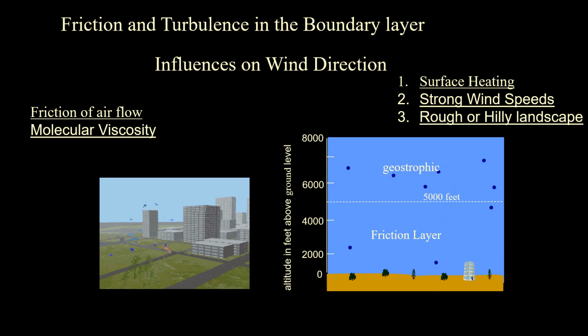And the wind at the surface is strong and becomes gusty. So friction and turbulence have an immense effect on the boundary layer that influences not only the flow, but also the wind direction.